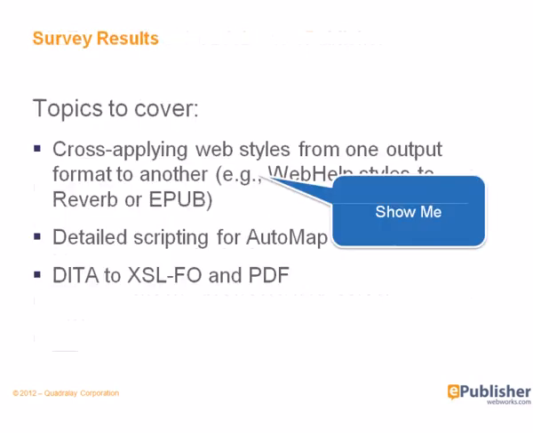So the last part is detailed scripting for AutoMap. Always a good subject. We'll keep that on the list. And then someone was asking about how does data go to XSL-FO and PDF. Okay, we'd love to show you the details of how we do that and the different ways we do that with ePublisher. So we'll add that to the topic list and let you guys vote that up for us.